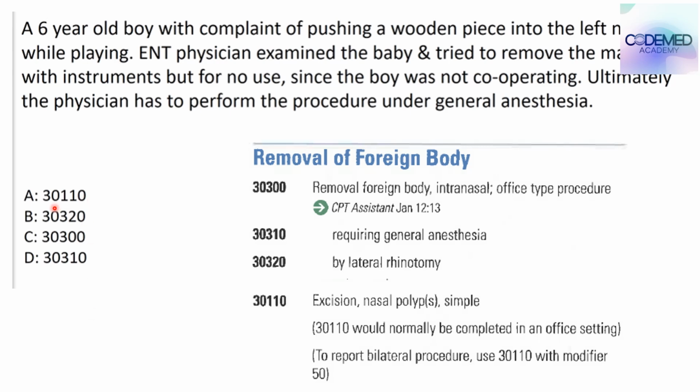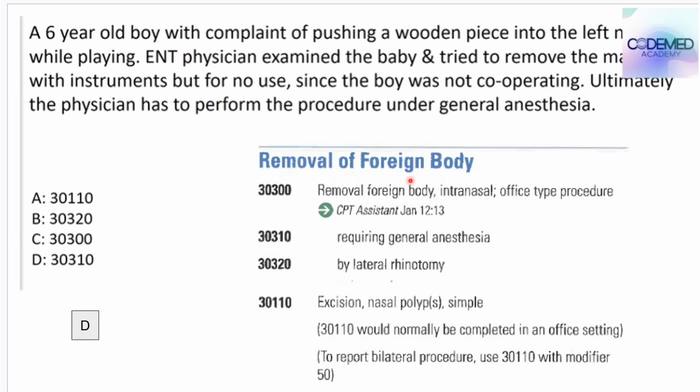So if you see 30110, it talks about the polyps, and here it is the removal of a foreign body because there was a wooden piece. So we will eliminate 30110. Then 30320, it talks about the lateral rhinotomy. Nothing like that has happened in the patient, so we will eliminate that. Now in between the two, let us see what's the correct code. So you have the two options.